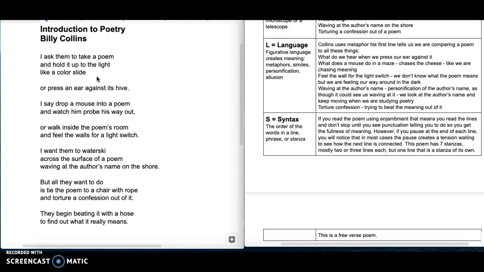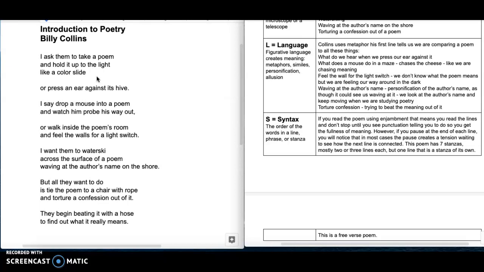And I don't know about you, but that press an ear against its hive idea sounds a little dangerous to me, putting your ear up against a beehive. But I think that there's something in that. I think he's really suggesting that we listen to the poem and we're not afraid of it. So let's look at the next comparison.